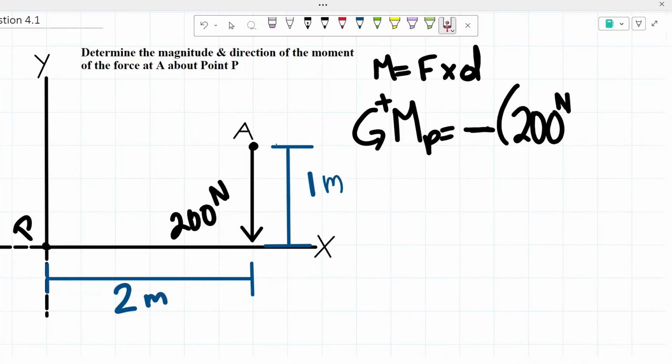Now, if our force was pointing in this direction, our 200 newtons going in this direction, since this is a horizontal component or a horizontal force, we would need that to align with our x-axis. And in that case, then our distance would be the 1 meter. But since this is a vertical force that we're working with, our distance would be the 2 meters.